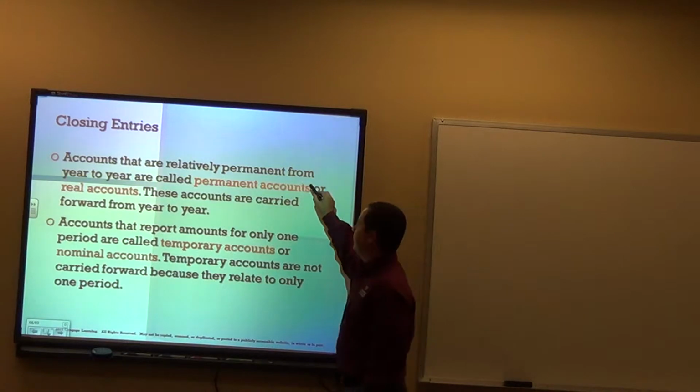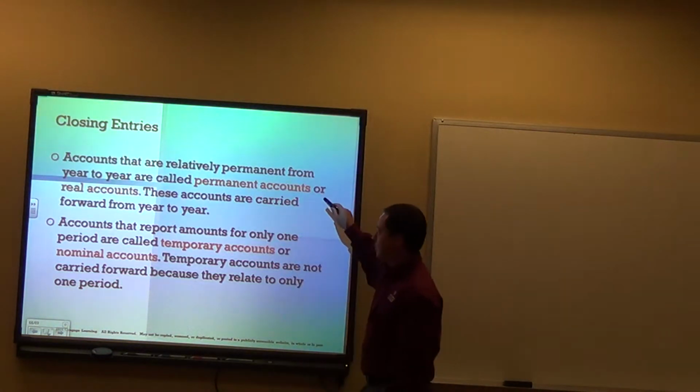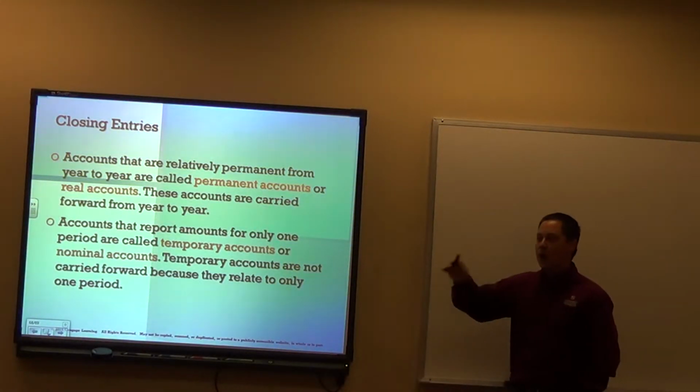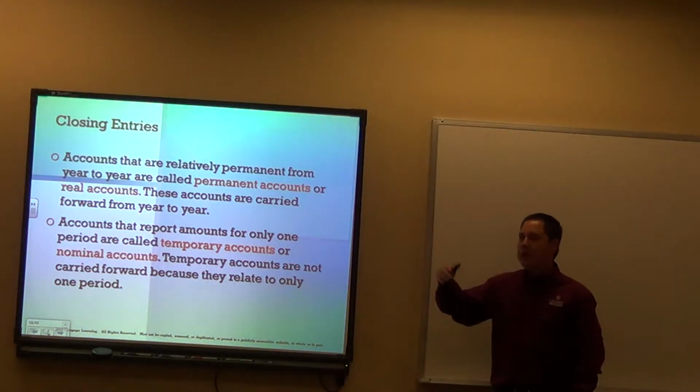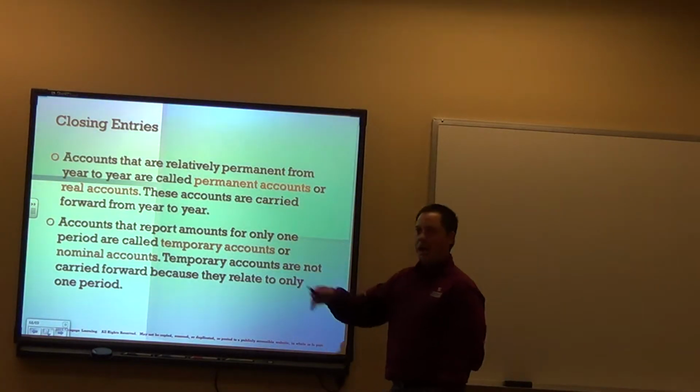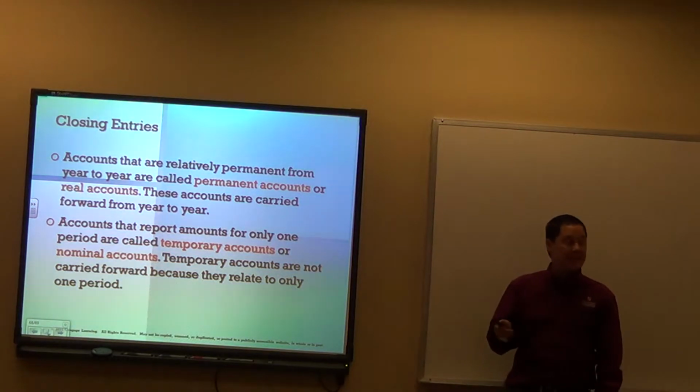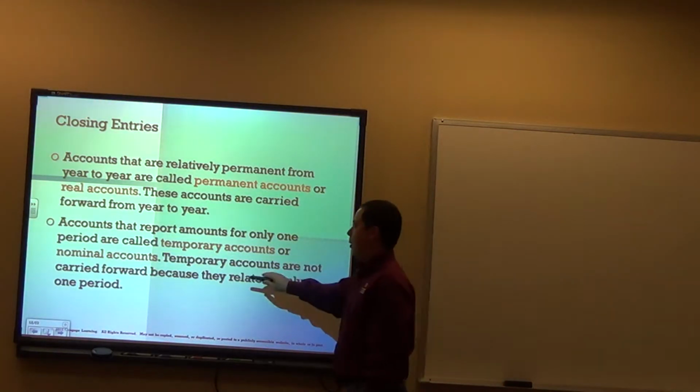So accounts that are relatively permanent from year to year are called permanent accounts, or real accounts. What they are is like your balance sheet information. They're going to continue to move forward, like cash. But there are certain accounts that we want to basically zero out. And those are our temporary accounts.